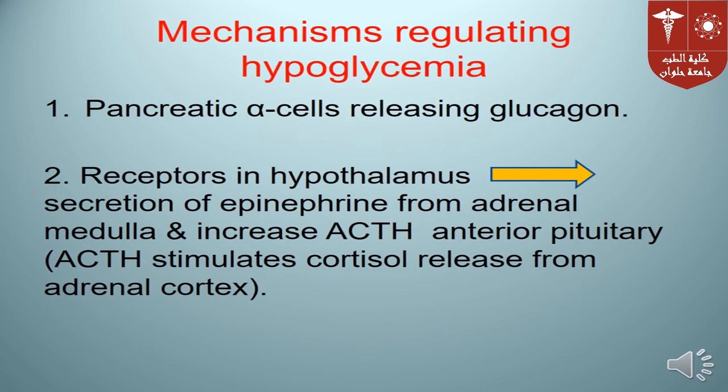What are the mechanisms which the body exerts in order to regulate hypoglycemia? First mechanism, the pancreas, the alpha cells secrete glucagon. Okay. The second mechanism, by the hypothalamus. Receptors in the hypothalamus of the brain, they act as glucose sensors. They sense that there is hypoglycemia. So they will stimulate epinephrine release from the adrenal medulla and increase ACTH. This hormone stimulates the release of cortisol from the adrenal cortex.